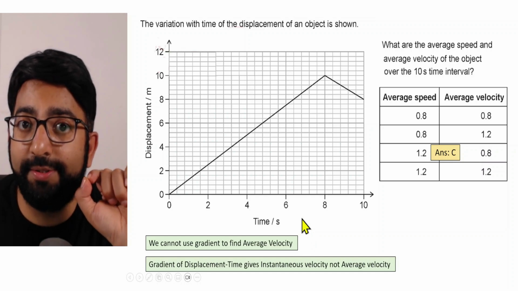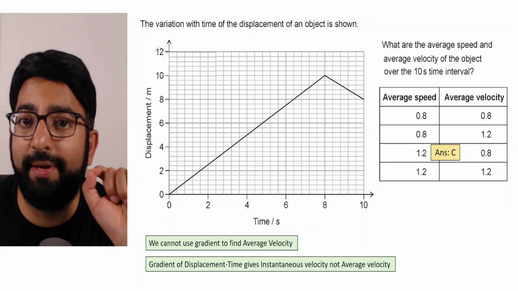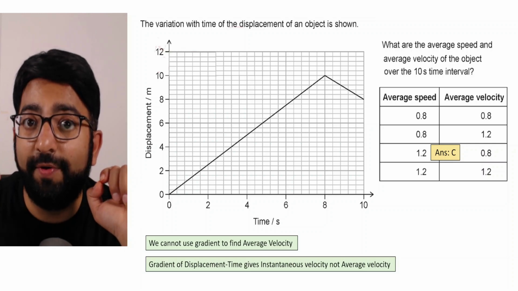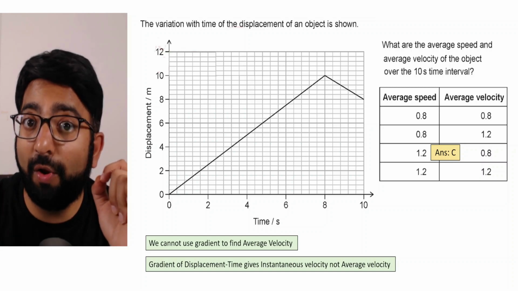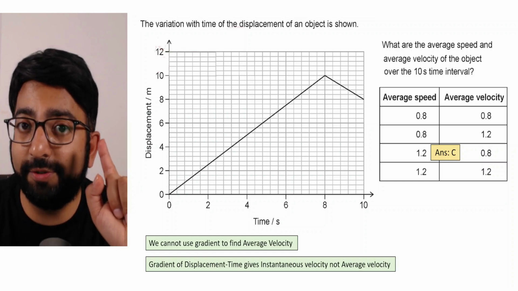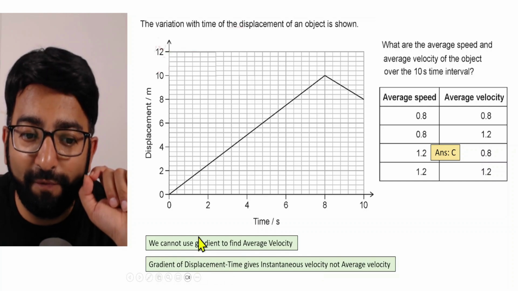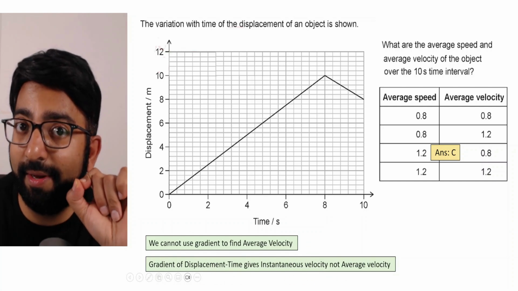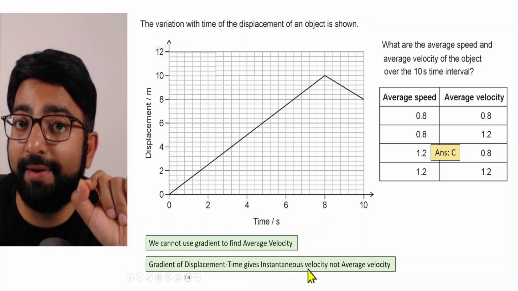And in the exam questions, be very careful. Are we finding the average values or the instantaneous values? For average values, we have the formula: average speed is total distance upon time, and average velocity will be total displacement upon time. But to find the instantaneous values, we always use the gradient of the graphs. So the gradient of a displacement time graph will give us instantaneous velocity, and the gradient of a velocity time graph will give us instantaneous acceleration.